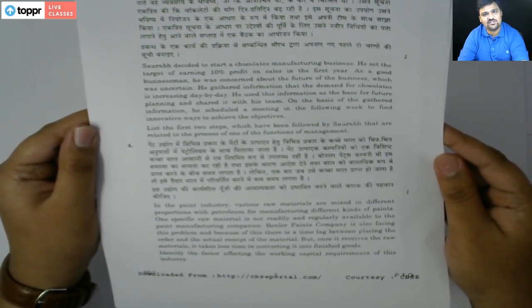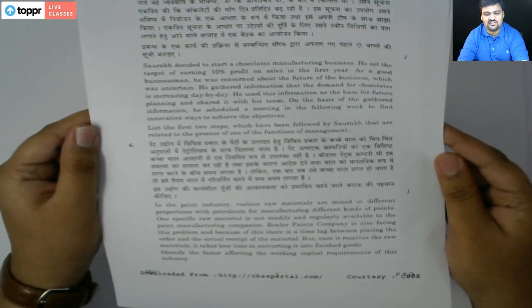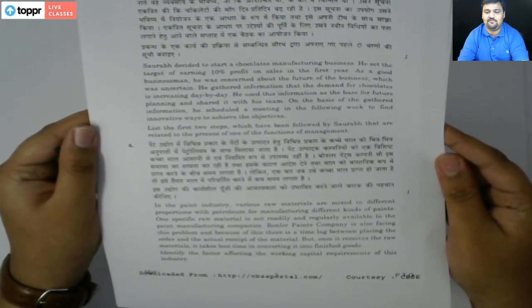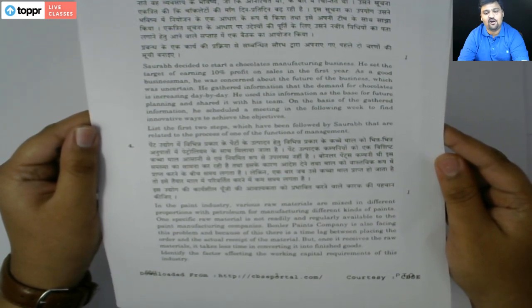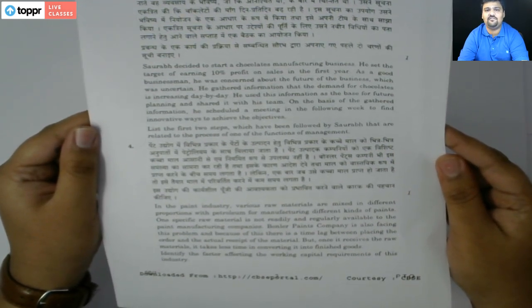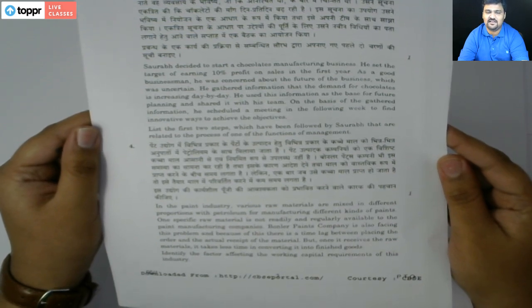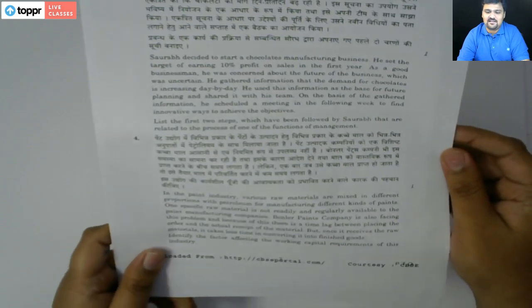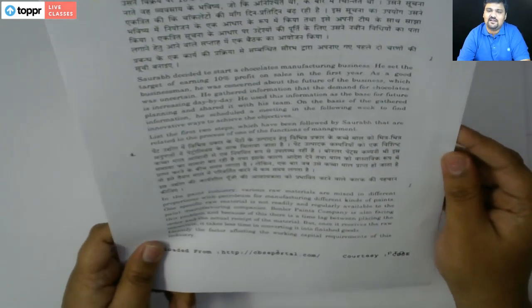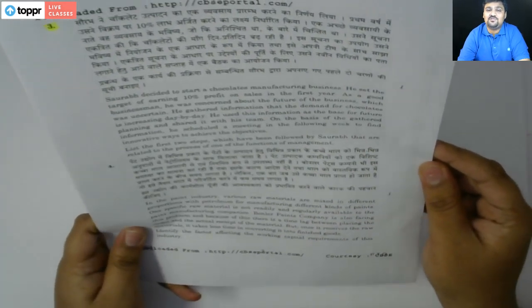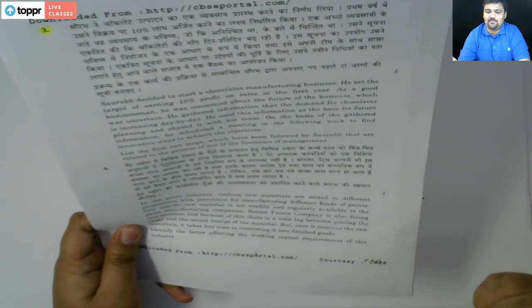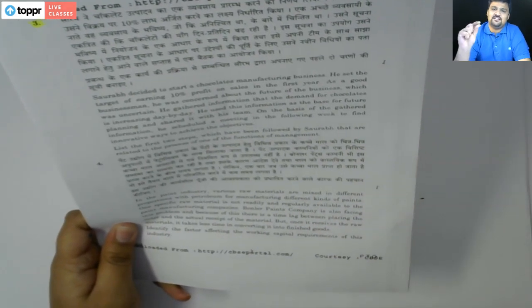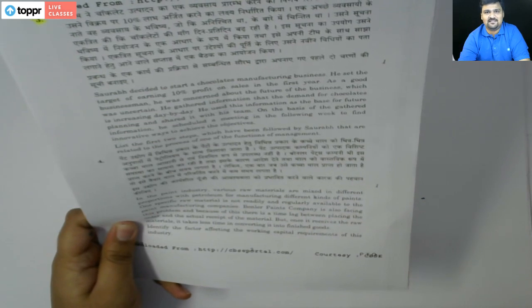And now what is the question? List the first 2 steps which have been followed by Saurabh that are related to the process of one of the functions of management. Now it is very simple, my dear friends. In such type of questions, as I said, try to understand the problem statement. The problem statement is that Saurabh is starting a business.